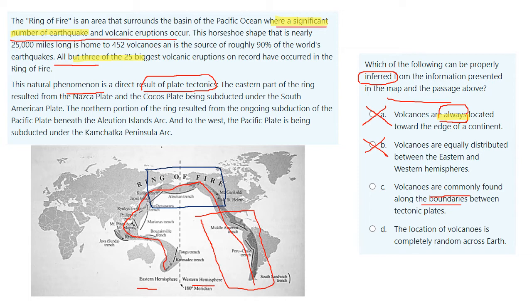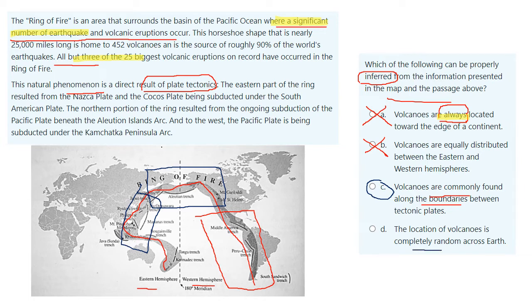Oh, so it's the Aleutian Islands arc, and to the west, the Pacific plate is being subducted under the Kamchatka Peninsula arc. So they're going under different plates. To the east, to the north, to the west, one plate is going under the others, and that's where we're getting the volcanoes. So volcanoes are commonly found along the boundary between two tectonic plates. This is something that we can assume by looking at the information and by looking at the map.